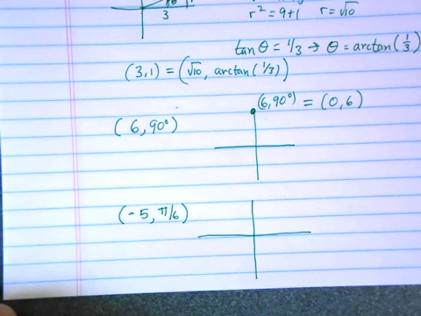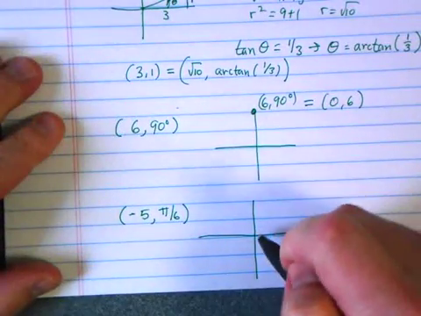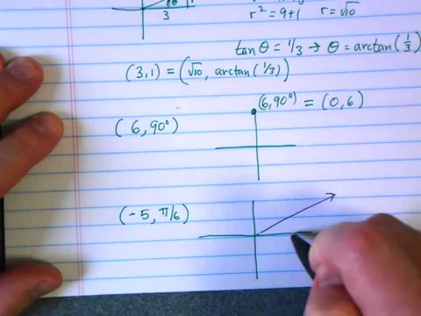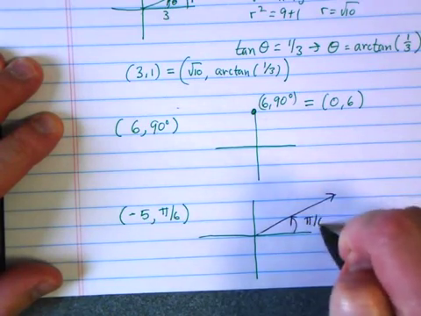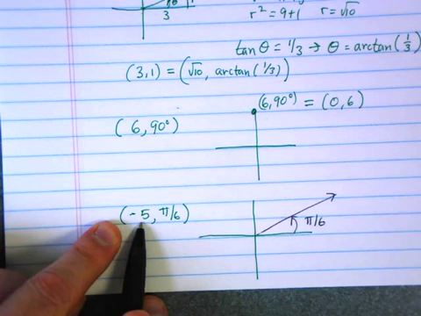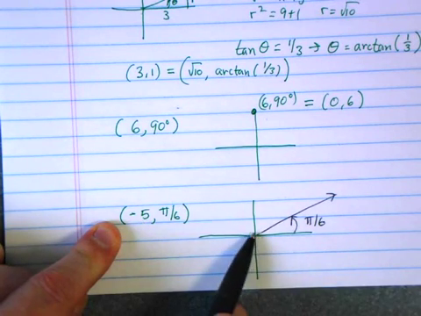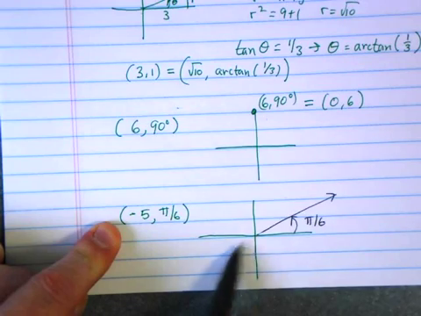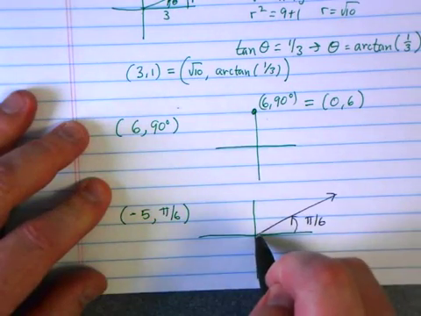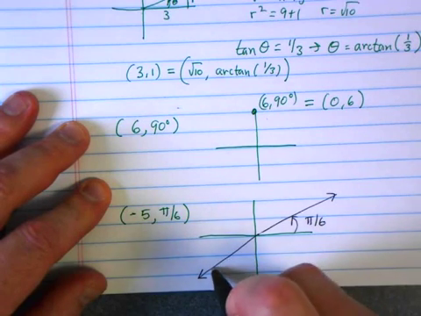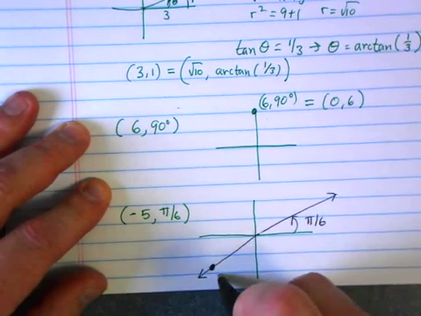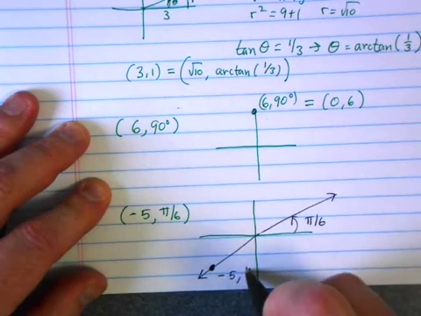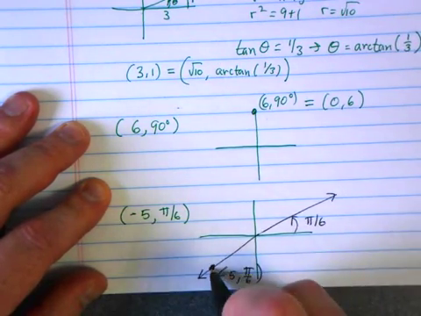Which quadrant is that in? 3. That is correct. All right, because remember how this works. My angle pi over 6 is actually in quadrant 1. So here's my angle pi over 6. But what do we do when this R is a negative number? We don't go this direction, we go that direction. So we're over here. So this is the point negative 5, comma, pi over 6. It's over in the third quadrant.